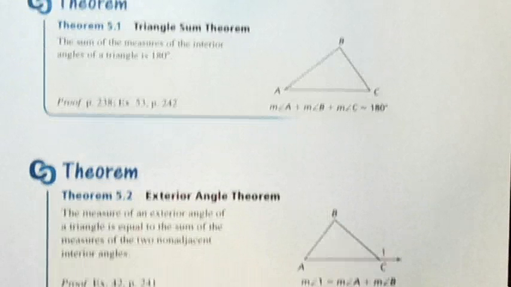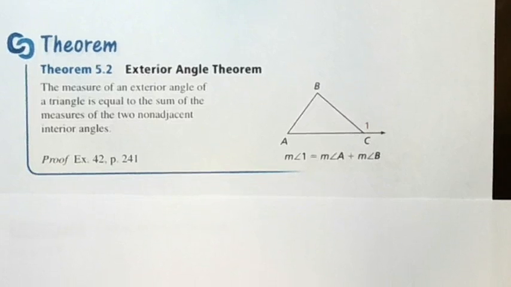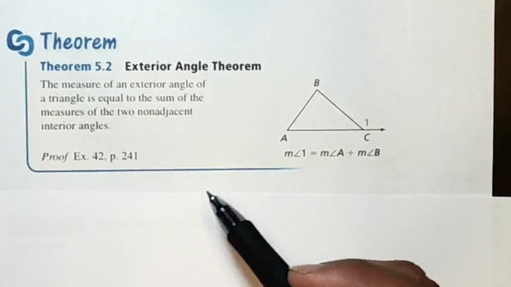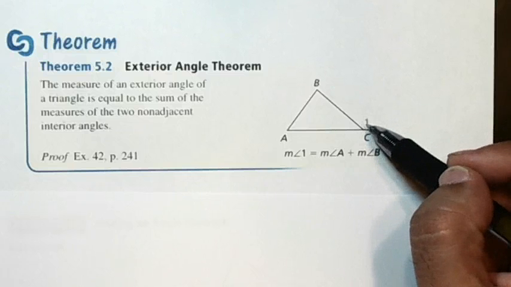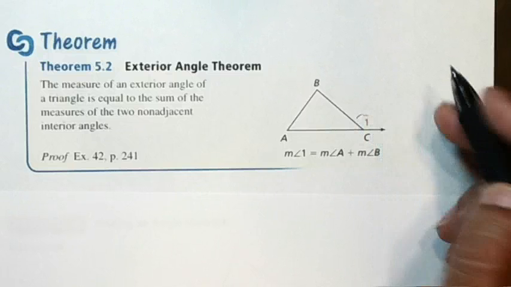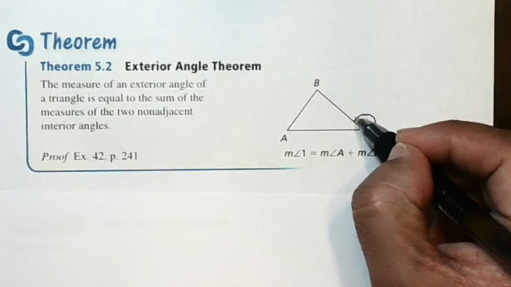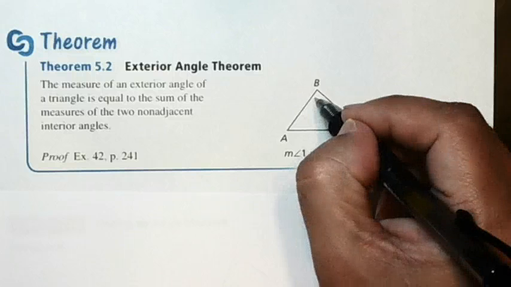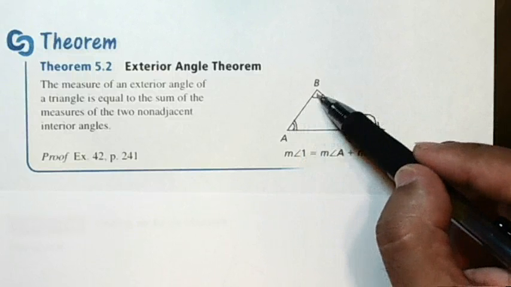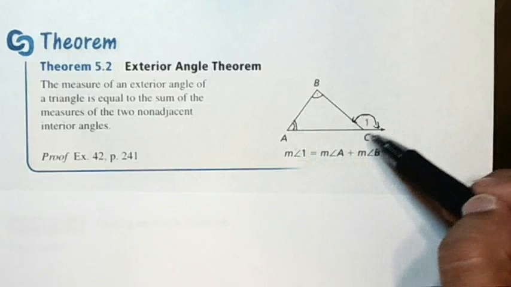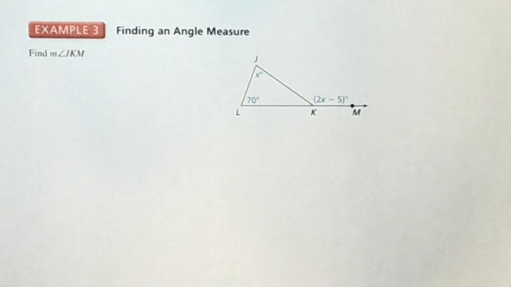The one that might be new to you is what's called the exterior angle theorem. And what that says is that this angle 1 right here, this exterior angle 1, is equal to the sum of angle A and angle B, these two angles right here. Okay, so these two angles add up to this one exterior angle. All right, so let's put that theorem into practice.